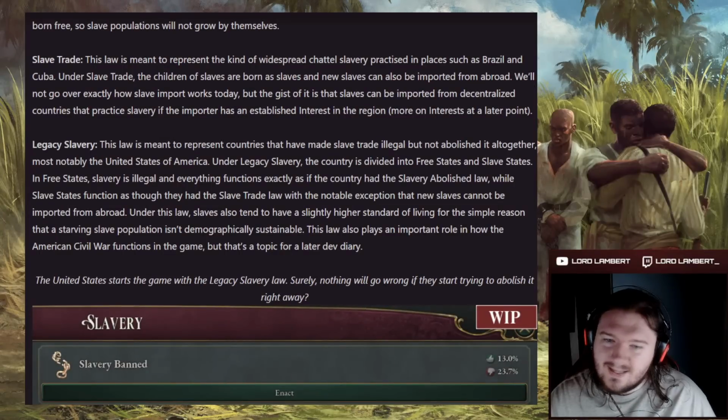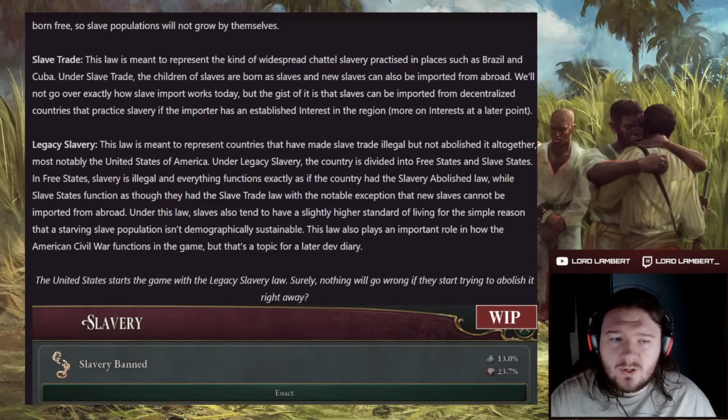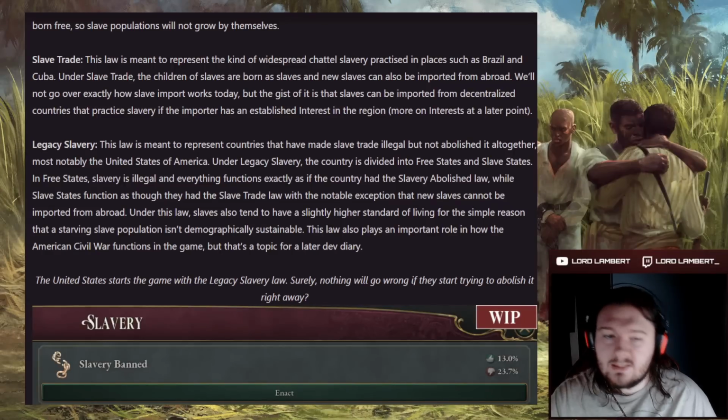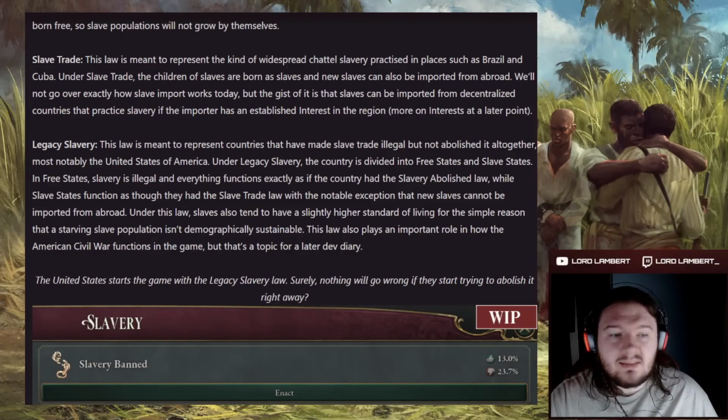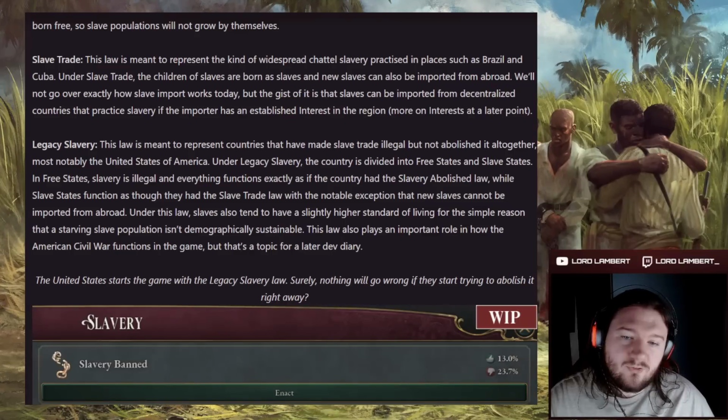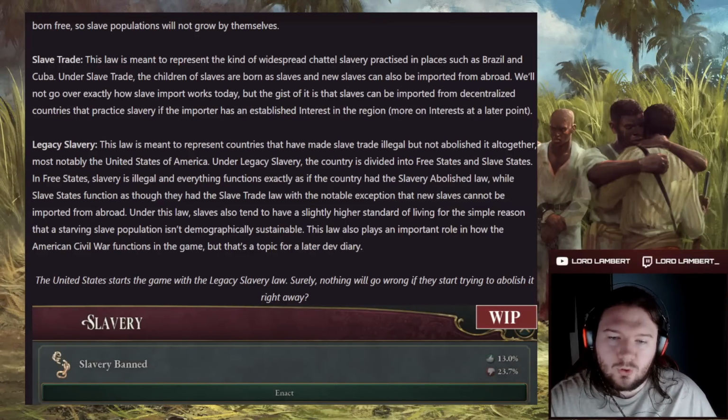And then we have legacy slavery. This law is meant to represent countries that have made the slave trade illegal, but not abolished it altogether, most notably the USA. Under legacy slavery, the country is divided into free states and slave states. In free states, slavery is illegal, and everything functions exactly as if the country had the slavery abolished law, while slave states function as though they had the slave trade law, with the notable exception that new slaves cannot be imported from abroad. Under this law, slaves also tend to have a slightly higher standard of living, for the simple reason that a starting slave population isn't demographically sustainable.